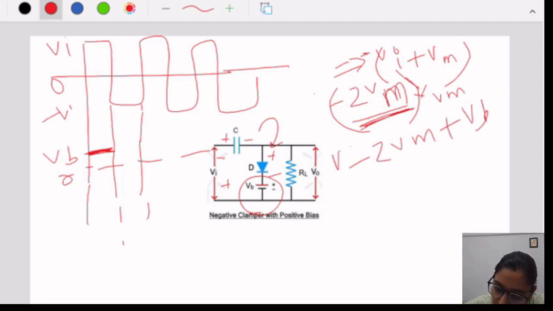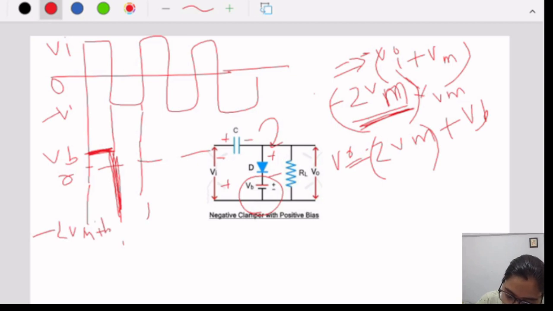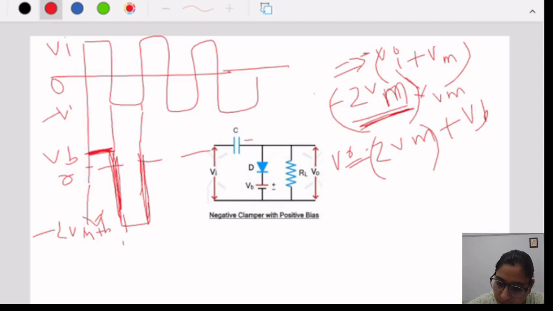Clear? So this is the output of the negative half. It will go not till minus 2 Vm but till minus 2 Vm plus VB. Whatever the voltage is, it goes till minus 2 Vm plus VB. Similarly, let us consider the next positive half cycle. What will happen in the next positive half cycle?